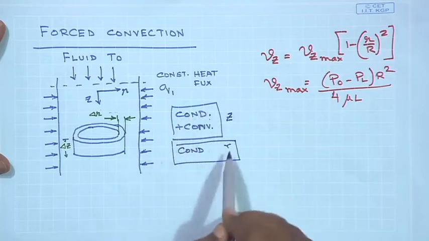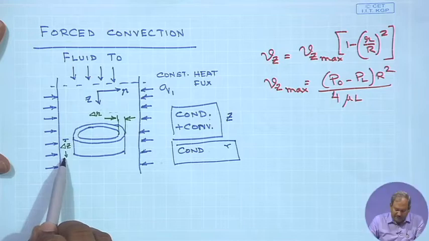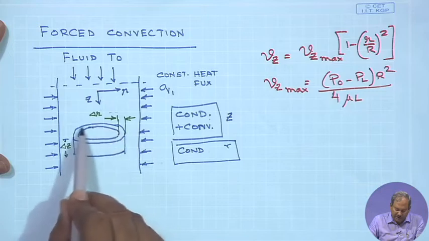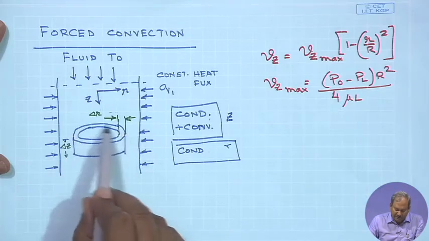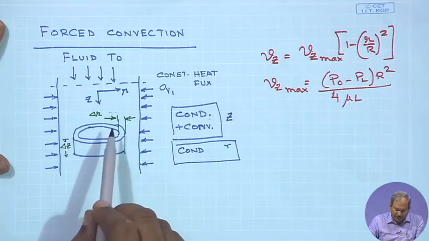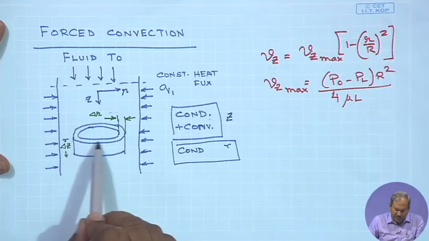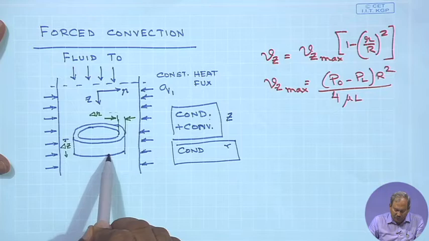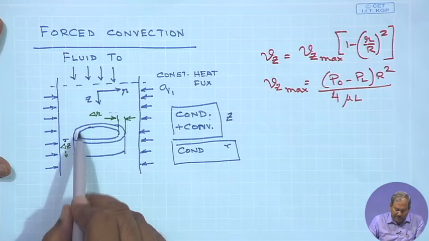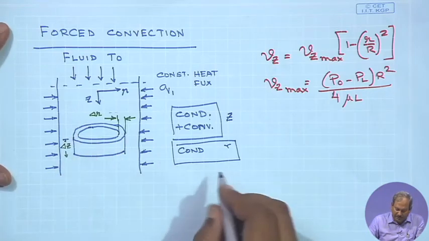So this is the situation, and therefore the shell that we are assuming is of length delta z, and the difference in radius is delta r. So we are considering an annular shaped cylinder inside the flowing fluid, and we are going to find out what is the flow of heat into this control volume, into this shell, due to conduction and convection.